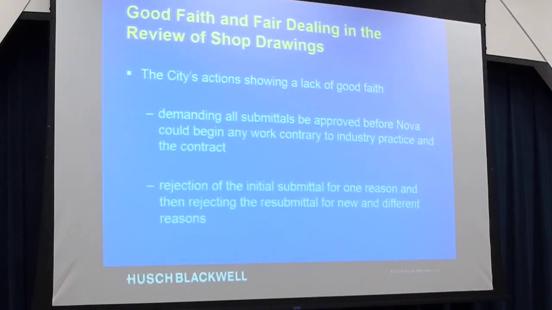The other thing is they would review a submittal and reject it for reason A, send it back to Nova, they would correct reason A, resubmit it, and the city would go, yeah, A is okay, but now B and C, and they'd send it back. They'd correct B and C and send it in, and the city would go, well, A, B, and C is okay, but obviously D. So now you've got to do something with D. They were jerking around, right? So that was what the court said. No, we're not going to let you do that. That's not how you deal with each other.